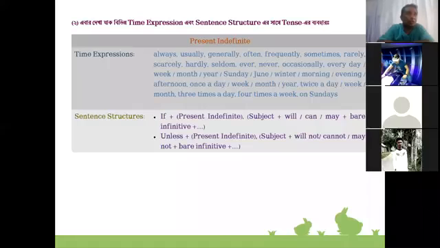Sir, frequently. Repeat, I can't hear you. Frequently. Frequently means ghon ghon, bare bare, often. Occasionally means majhe majhe. Occasionally means majhe majhe.